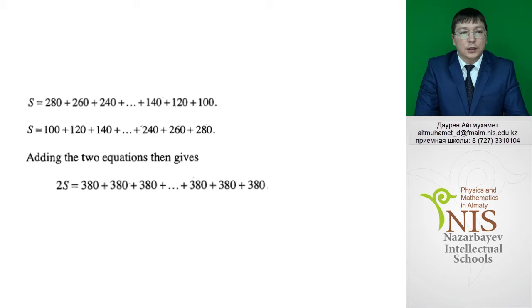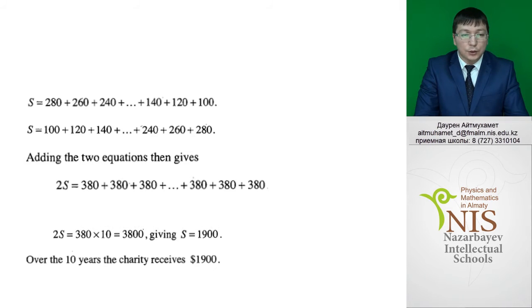That is because each pair on the right side of each equation gives 380 in total. So 380 occurs 10 times. So 2S is equal to $3,800, giving us that S is $1,900. So over the 10 years, charity receives $1,900.